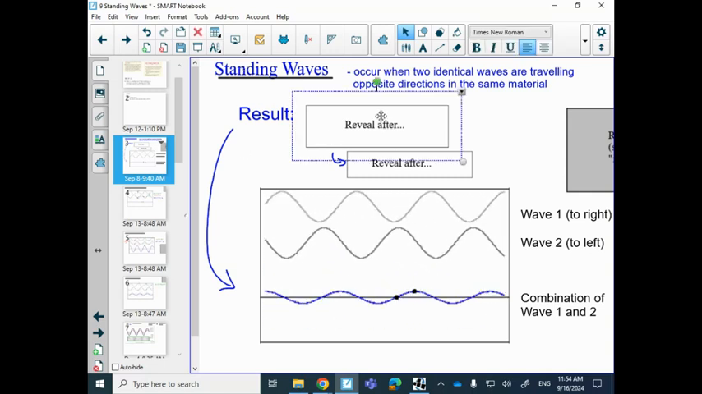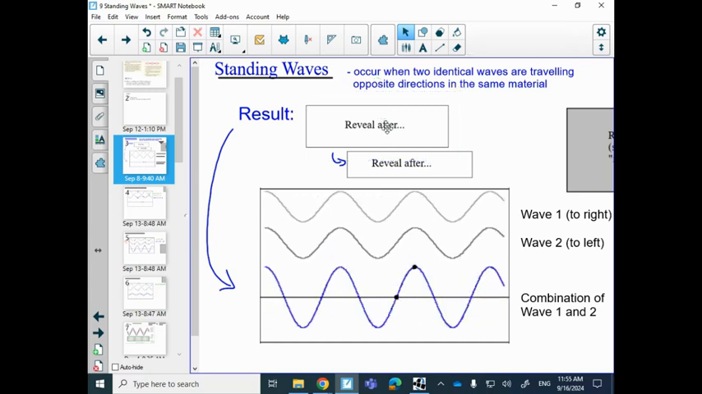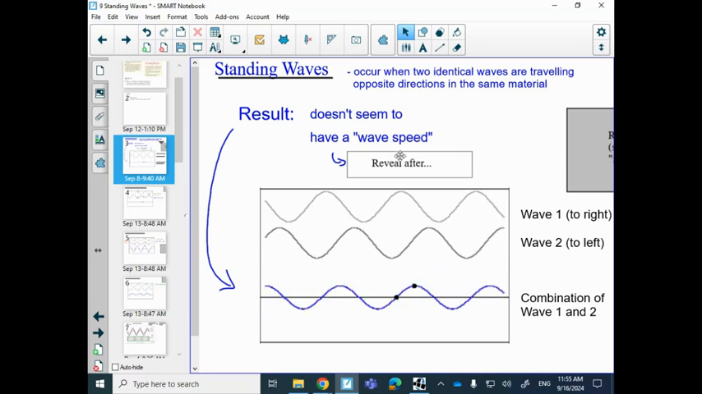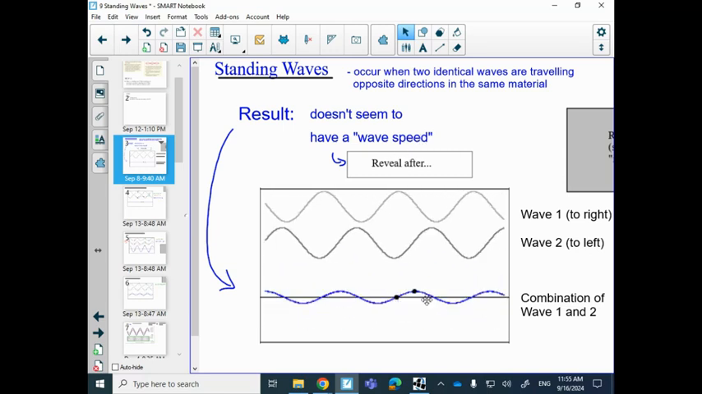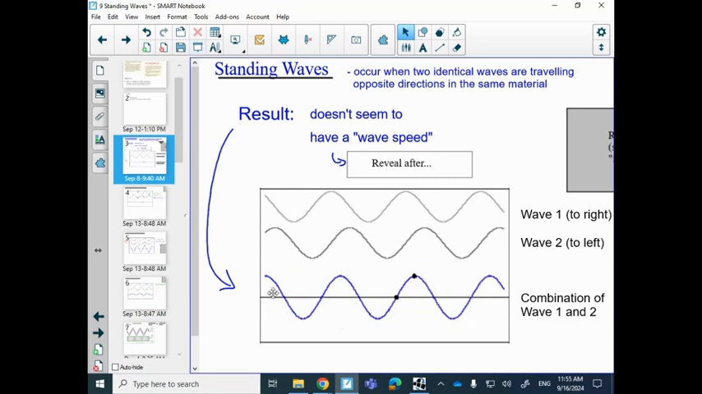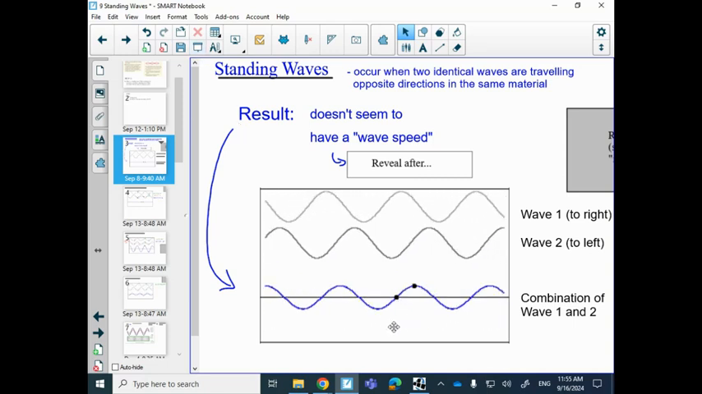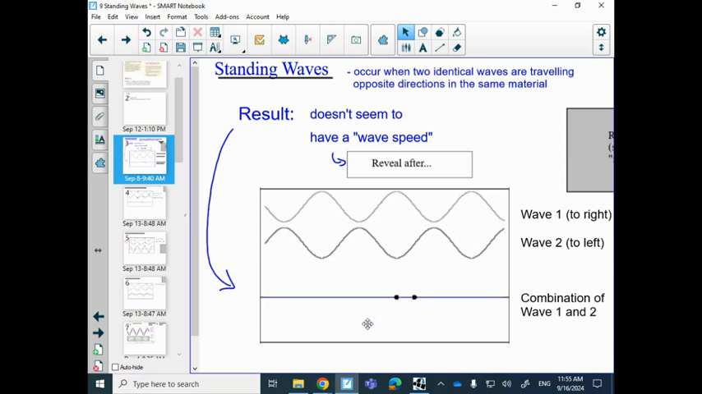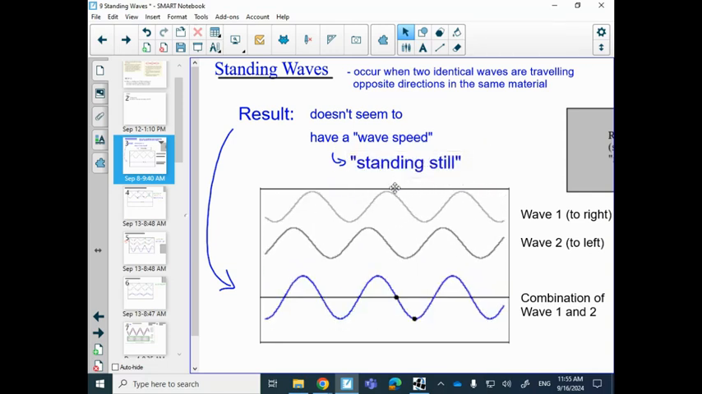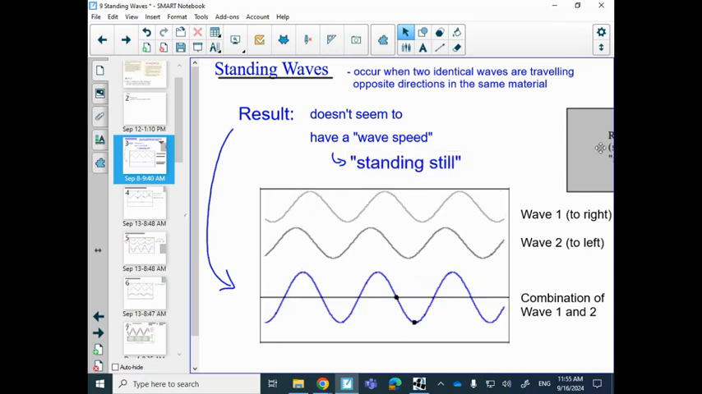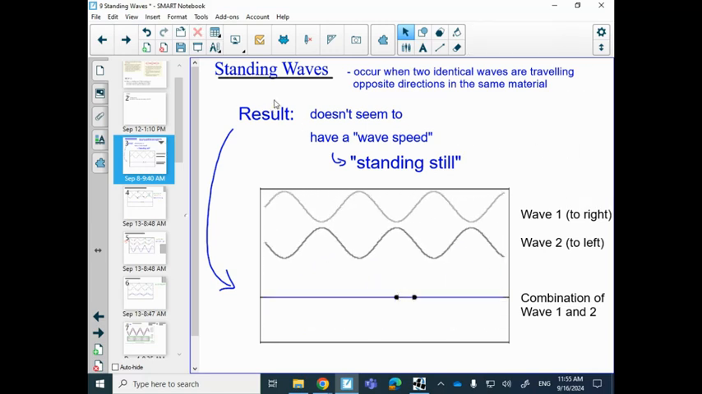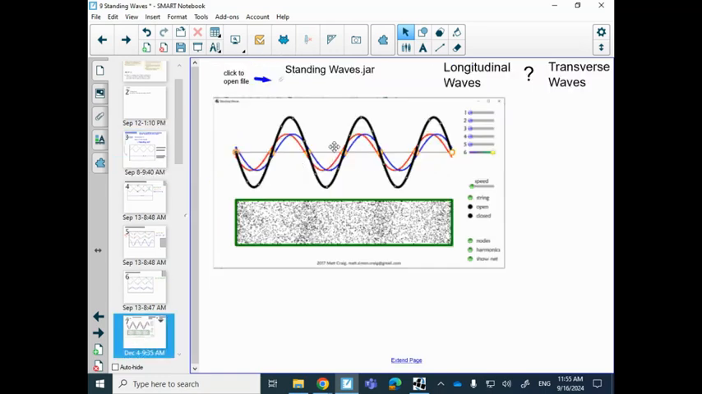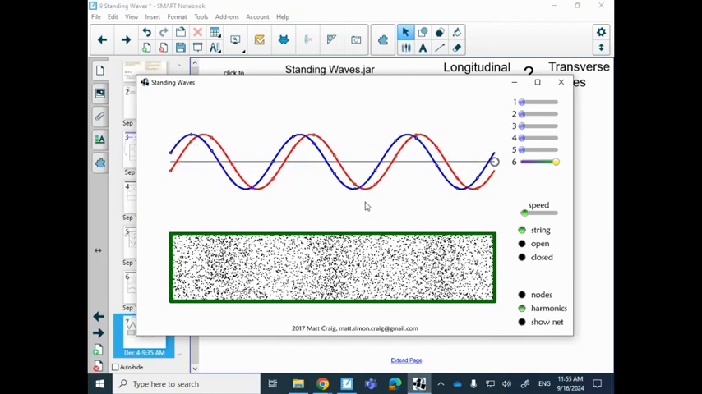So the result here is that we have a wave pattern. The key to why we call it a standing wave is that this blue wave just seems to be flopping back and forth. You can't really see a left or right movement anymore, and so it doesn't really seem to have movement or a wave speed. It looks like it's standing still. That's why it's called a standing wave. This little applet might be a little easier to see here.